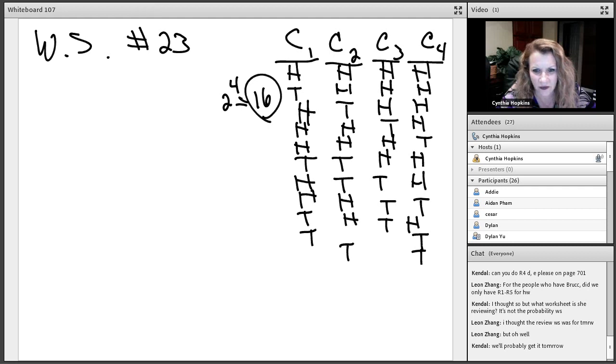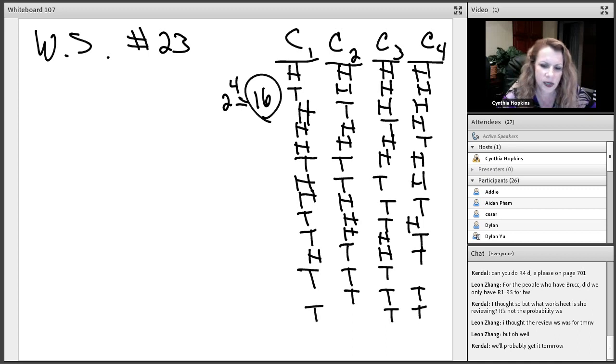And then I know I haven't done 3 tails. So let me do that next. 1, 2, 3, 4, 1, 2, 3, 4, 1, 2, 3. I'm going to count how many I have so far. And then, of course, all 4 of them tails. Okay, I hope that's 16.